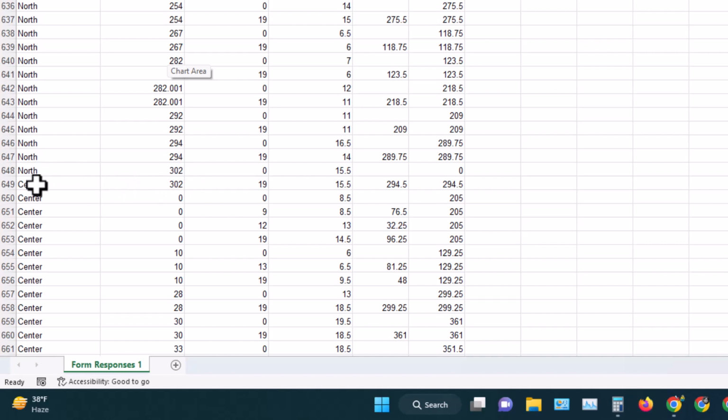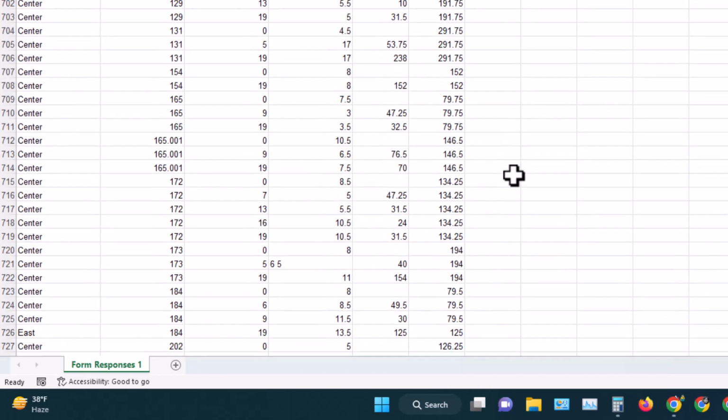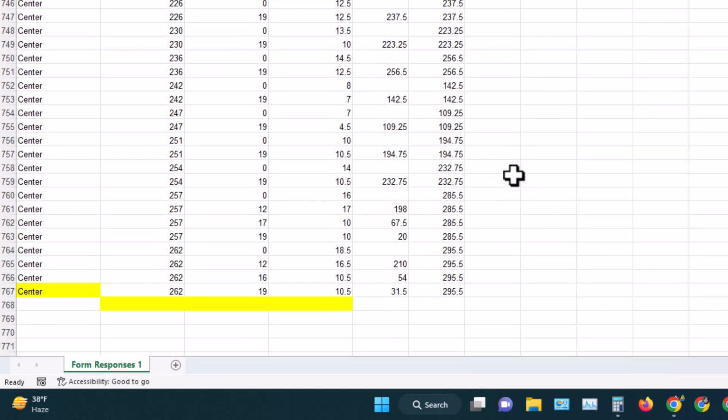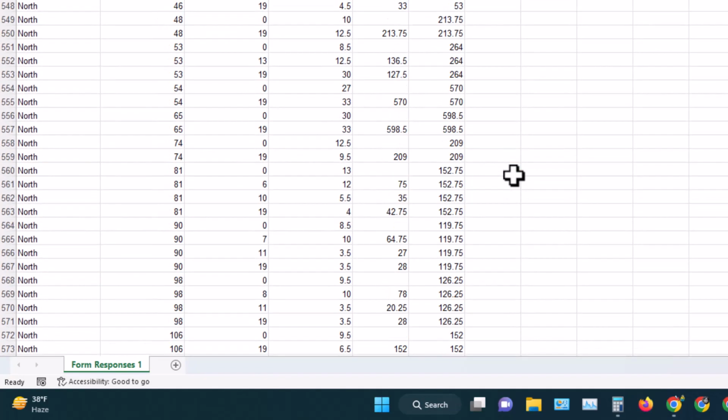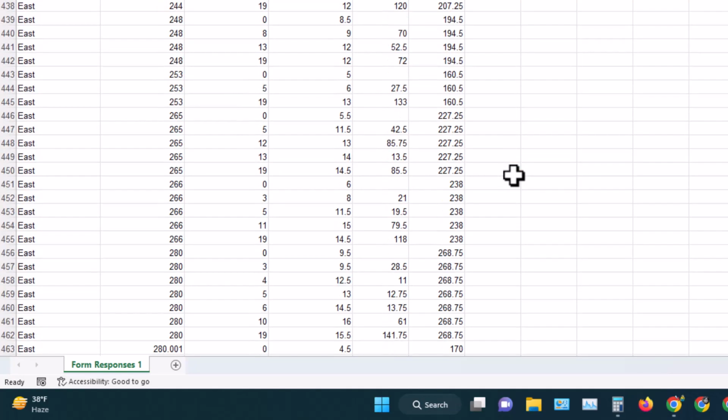Here I switched to the center wall too soon. That should also say north. So we'll put north there, and that'll fix that. Okay, I think we have those errors found and fixed.